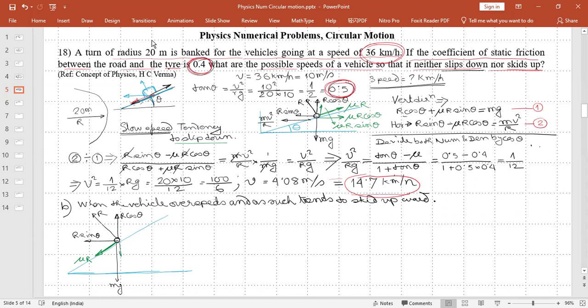One component is mu R sin theta. Another component is mu R cos theta. And finally, there is a centripetal force, which is mv square by r. Once again, like before, you solve the force equations.